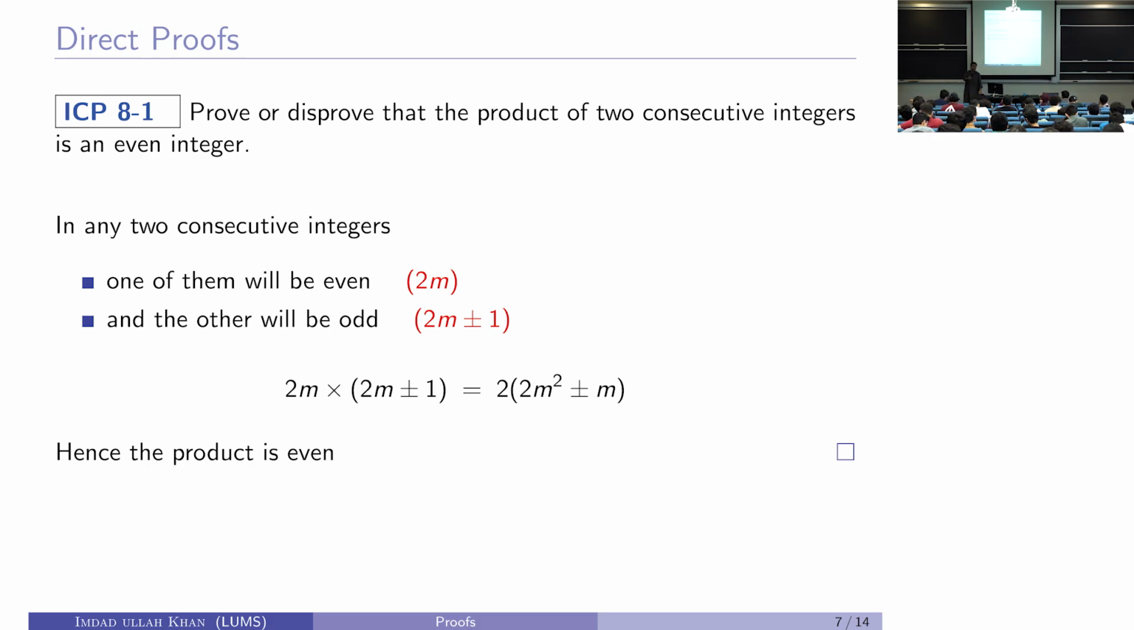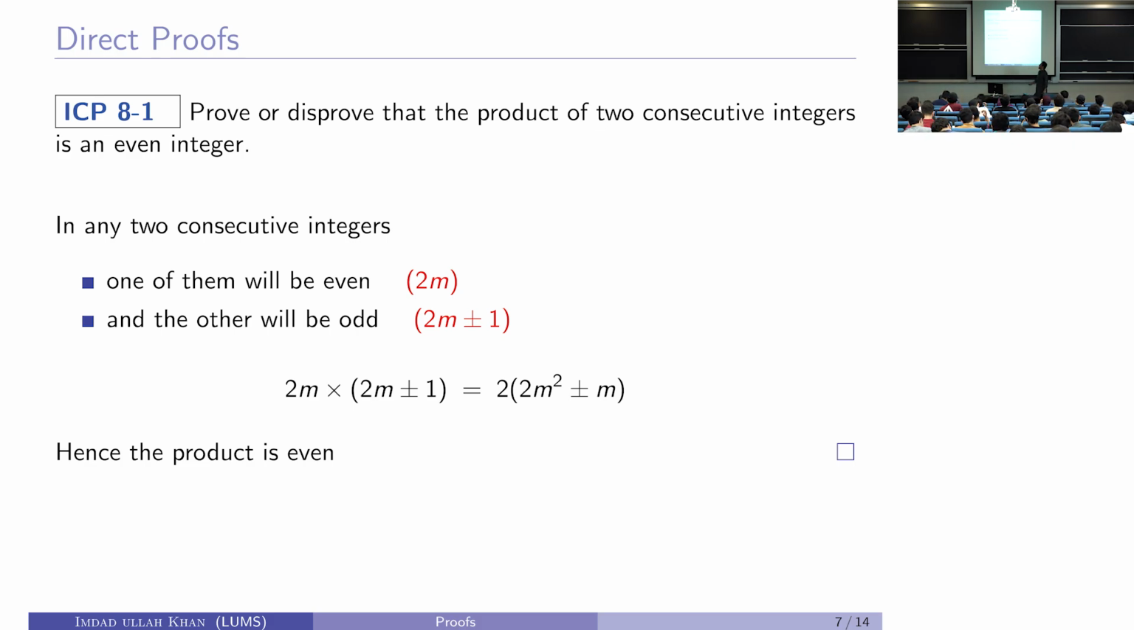So, an even integer can be written as 2 times m, or 2 times x, right? One is even, the other, the successor or the predecessor, the previous one or the next one, will be odd. So, the other will be 2m plus 1 or 2m minus 1. Now, if I multiply 2m with 2m plus 1, what do I get? 4m squared plus 2m, right? And if I multiply 2m with 2m minus 1, what do I get? 4m squared minus 2m, right?